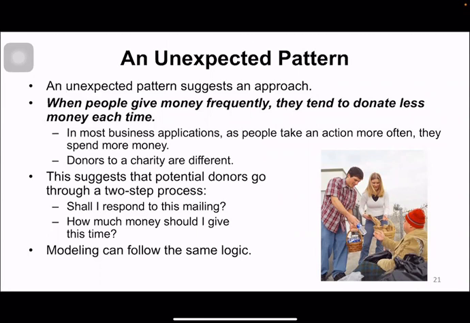Now there's an unexpected pattern. When people give money more frequently, they tend to donate less money each time. You know, in most business applications, as people take an action more often, they spend more money. But donors to a charity are different. This suggests that potential donors go through a two-step process. Shall I respond? Or how much should I give? So this is exactly the two-step or two-stage modeling approach that all the top three winners have taken. That's why modeling follows the same logic.